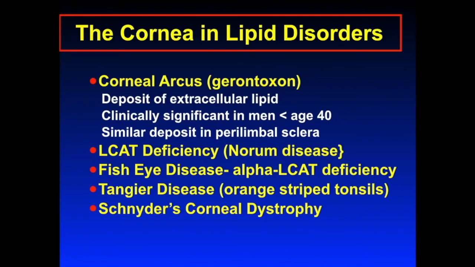The cornea can be involved in various lipid disorders. Of course, arcus senilis is deposition of extracellular lipid, clinically significant in men less than age 40. Lecithin cholesterol acetyltransferase deficiency, or Norum's disease. We have fisheye disease, Tangier disease, and Schnyder's corneal dystrophy.